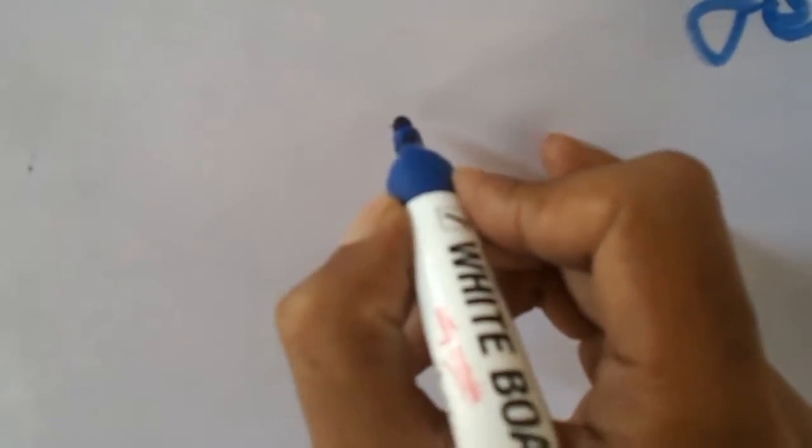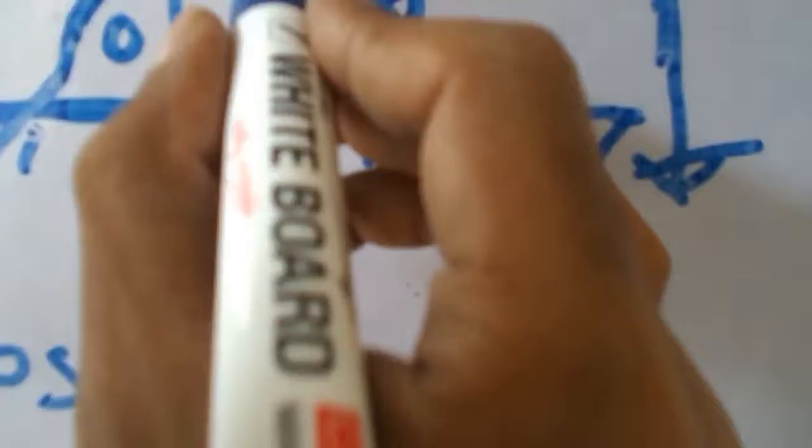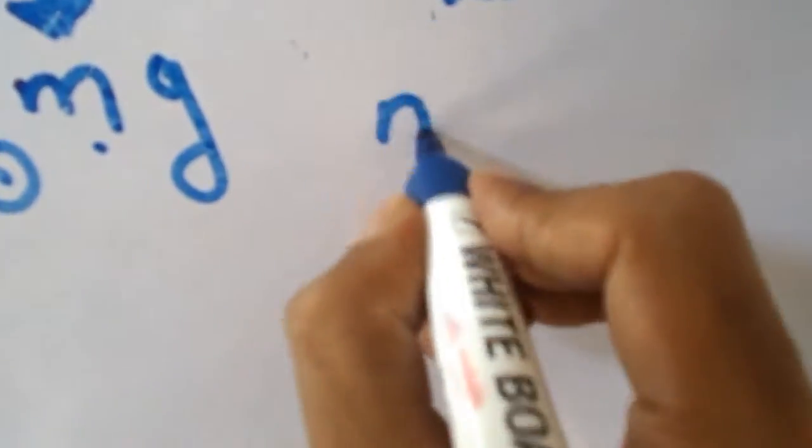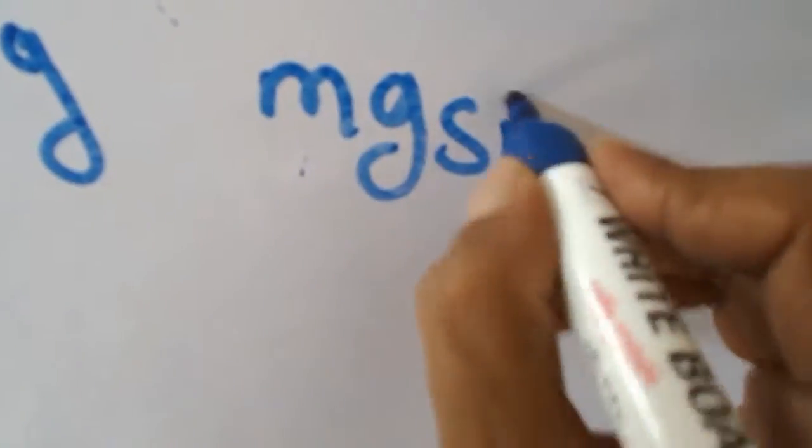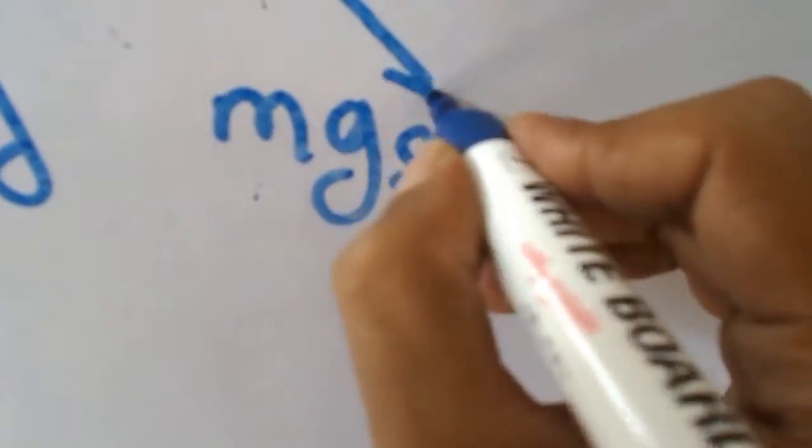So N is equal to mg cos theta. And what is the force along this? Which is mg sin theta, the force along this inclined plane.